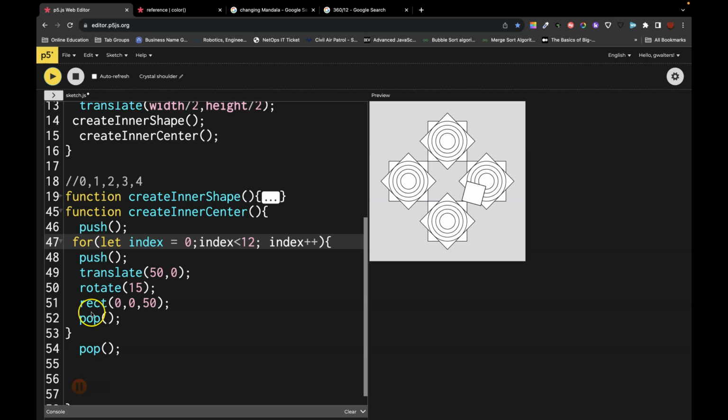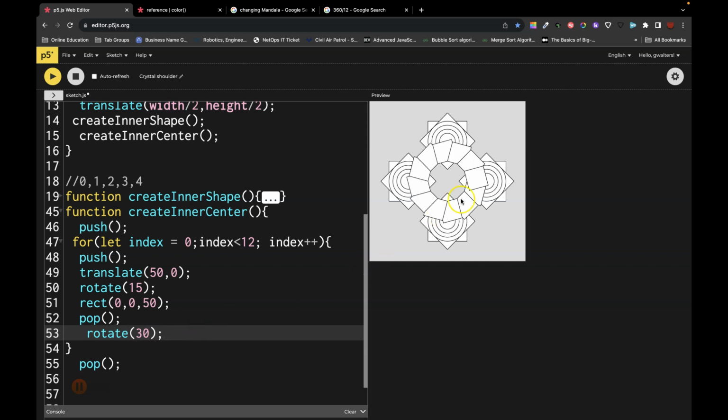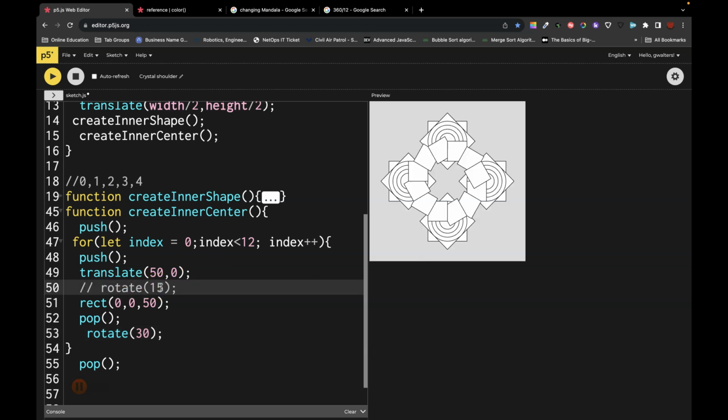So we're pushing and popping on this. After we do each one, we want to rotate like that 30 degrees. Now let's see where we're at. There we go. We have this, it's rotating 15 degrees. Now if I took off that 15 degrees, let's see what that looks like. It's drawing it more straight, and then we're rotating. I was rotating on itself when we were doing this. So it kind of gives us a different look.